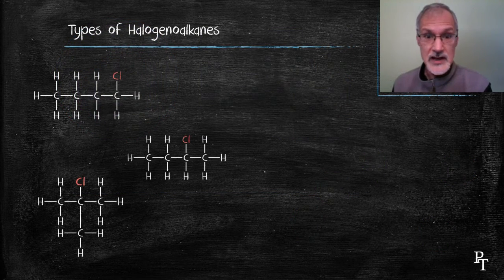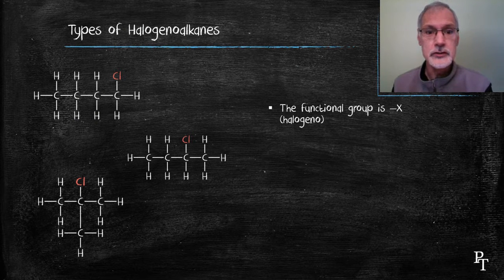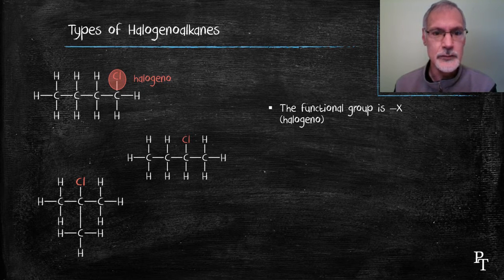Here are isomers of a halogenoalkane. First thing to identify them: the functional group is the presence of the halogen attached to a carbon, and that side group is called a halogeno.